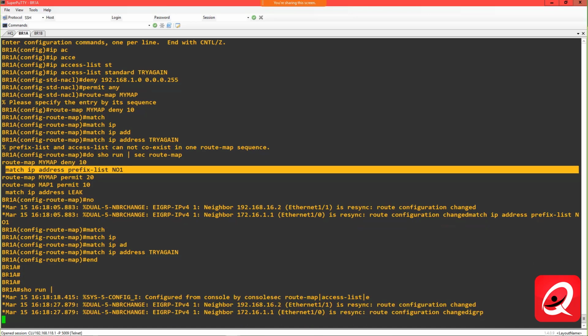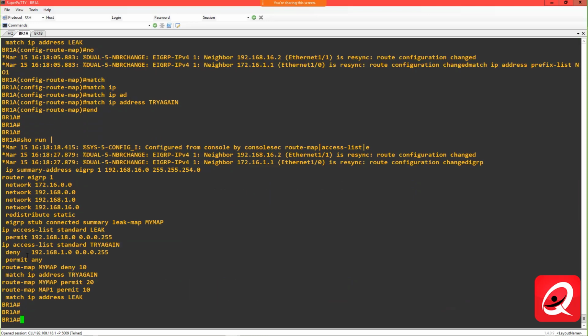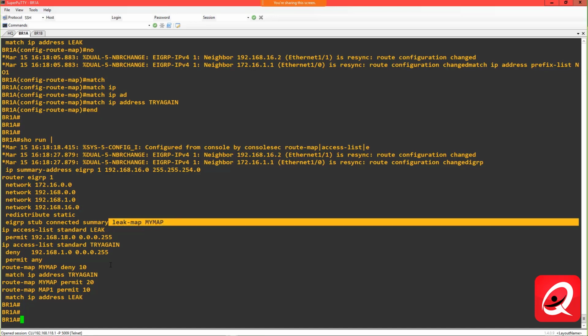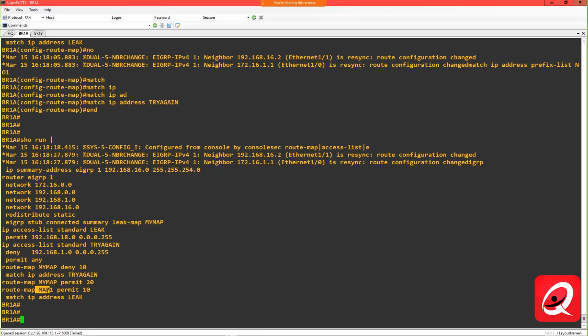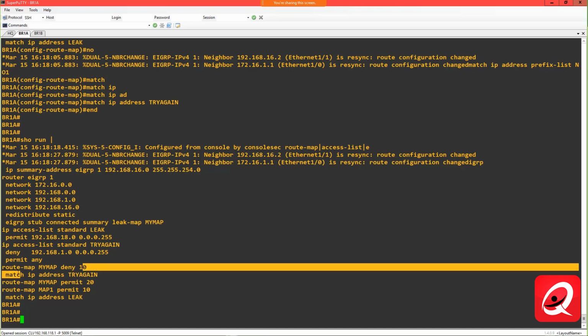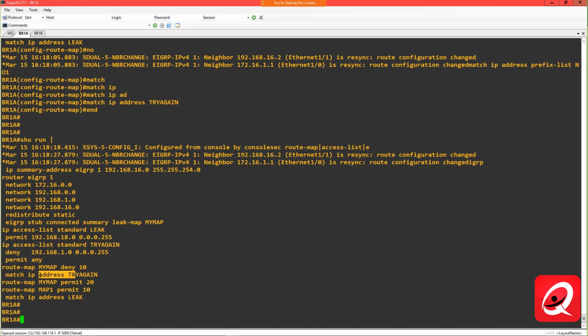EIGRP. All right. So here's the access list. Try again. We're denying the 10 subnet /24. We're permitting everything else. We've got EIGRP Stub connected summary, which it added, by the way. I didn't put that in there, but that's by default. Even if you apply a leak map, it's going to include connected and summary. My map, route map, my map. It denies the leaking of whatever's permitted by the access list, and then it permits everything else to be leaked.